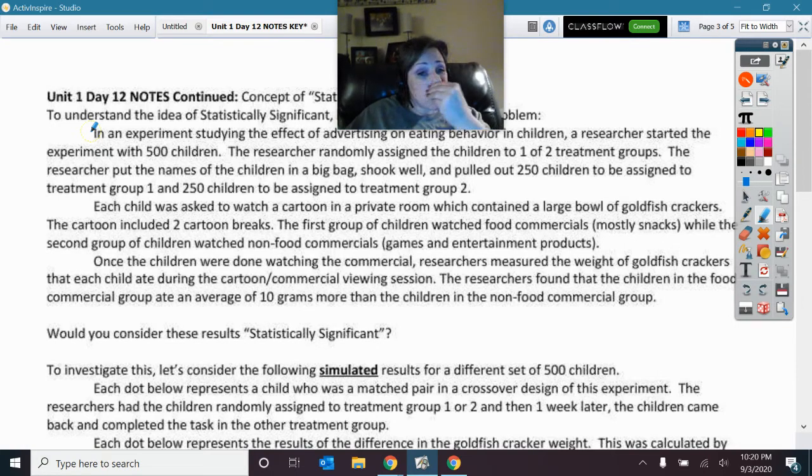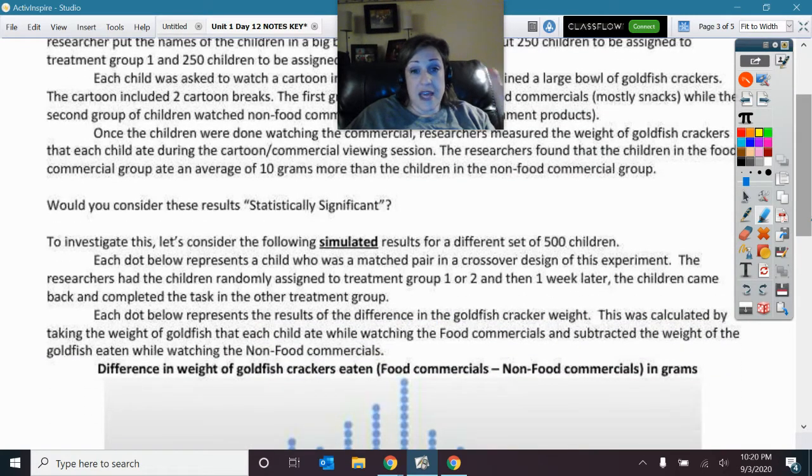So, would you consider this 10 grams statistically significant? Do you consider that a lot? Well, the answer to that is, I don't know. And that's what we need to talk about. What is a significant amount?